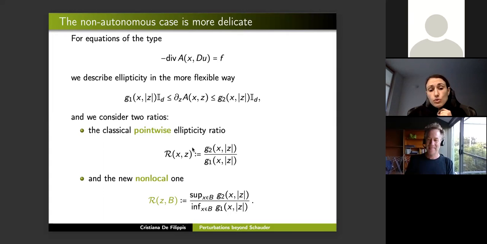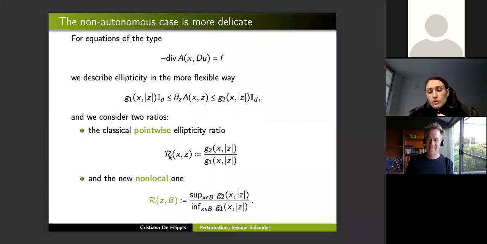Moreover, we need to consider two notions of ellipticity ratio. The first is essentially the same one considered in the autonomous case, and it worked nicely, so why throw it away? It is the pointwise ellipticity ratio, given by the ratio between the highest and the lowest eigenvalue. And then the new ellipticity ratio, the non-local one, that this time takes into account the ratio between the supremum over a certain ball of the highest eigenvalue of D_z of A over the infimum over the very same ball of the lowest eigenvalue of D_z of A.